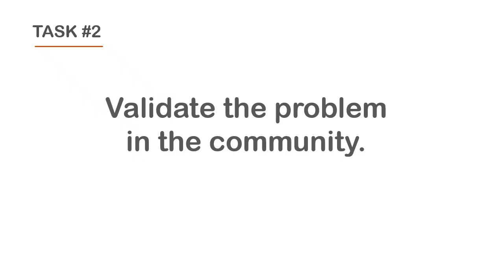Task number 2, validate the problem in the community. Just because you see something as a problem in the community, that doesn't mean it is an actual problem. You have to use data to validate that the problem does, in fact, exist in the community. For example, you may see people who are homeless as that being a problem in the community, but they may not see it as a problem. So you have to validate by doing research, by gathering data, by talking to people who may serve that particular target group to see if it's actually a problem before you can solve it.